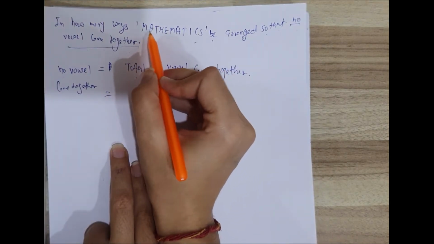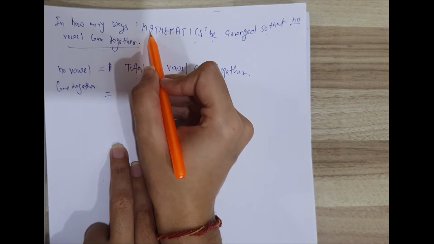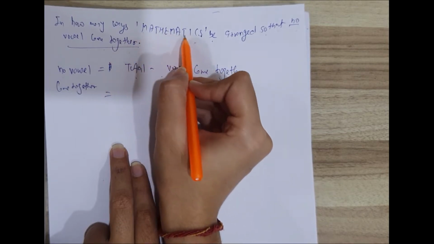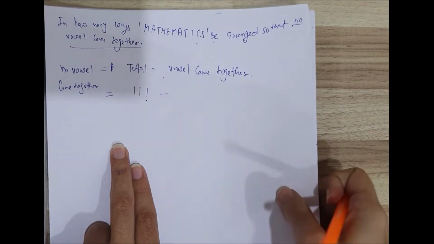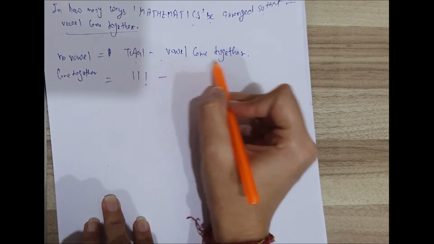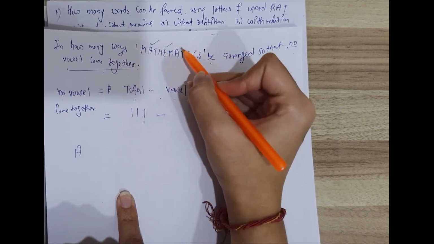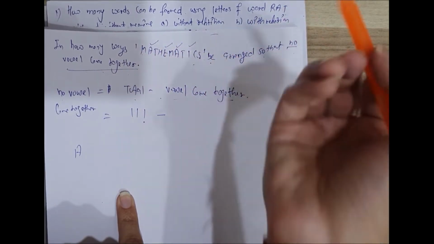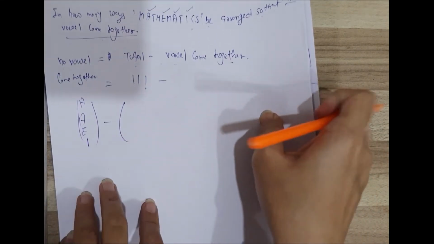Now what is the total here? The number of letters. Now see how many letters there are: 1, 2, 3, 4, 5, 6, 7, 8, 9, 10, 11. That means 11 factorial minus. Now solve vowels together. How many vowels are there? 1, 2, 3, 4. 4 vowels are there. How many consonants are there?